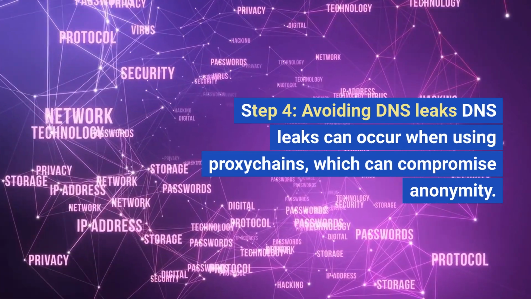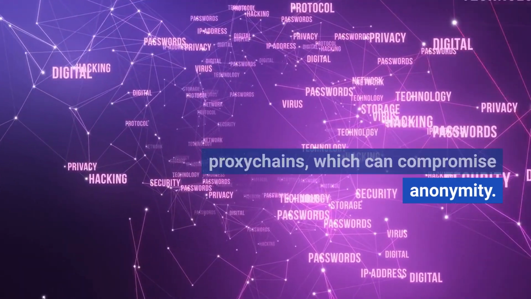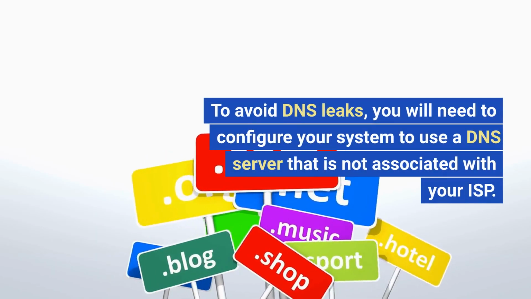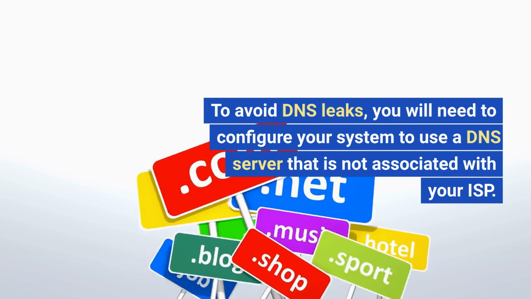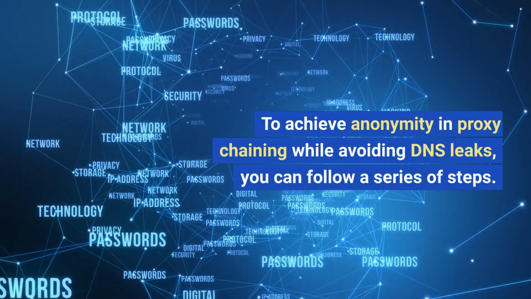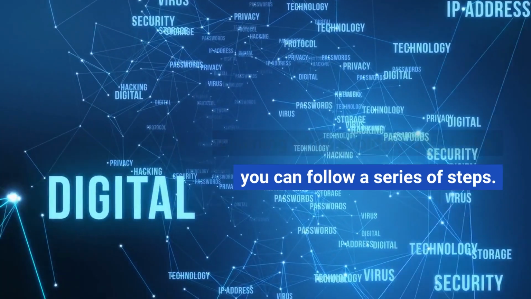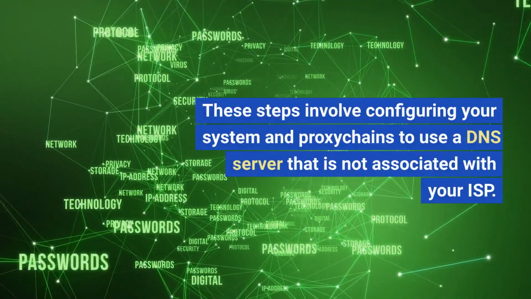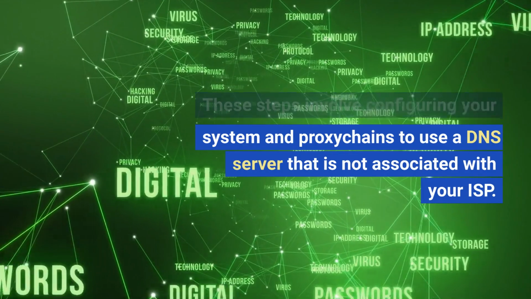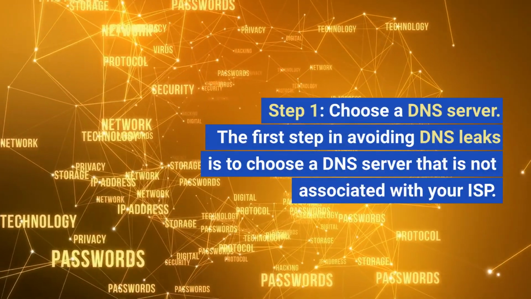Step 4. Avoiding DNS leaks. DNS leaks can occur when using proxy chains, which can compromise anonymity. To avoid DNS leaks, you will need to configure your system to use a DNS server that is not associated with your ISP. To achieve anonymity in proxy chaining while avoiding DNS leaks, you can follow a series of steps. These steps involve configuring your system and proxy chains to use a DNS server that is not associated with your ISP.